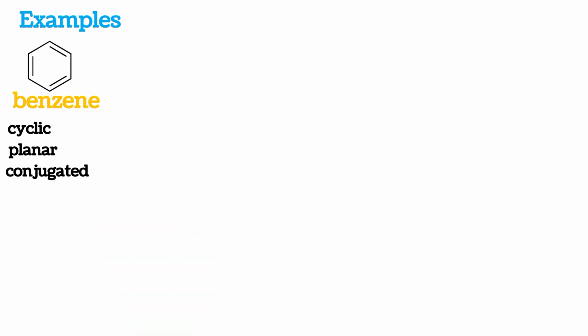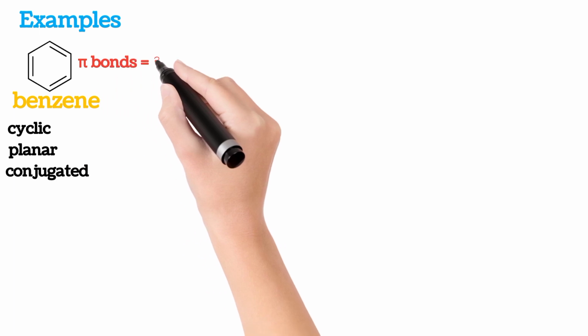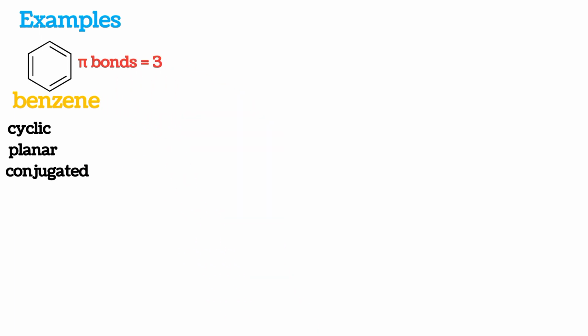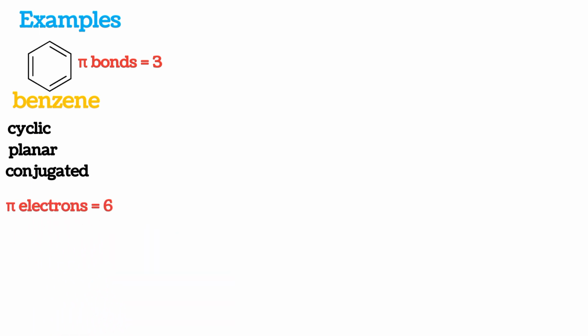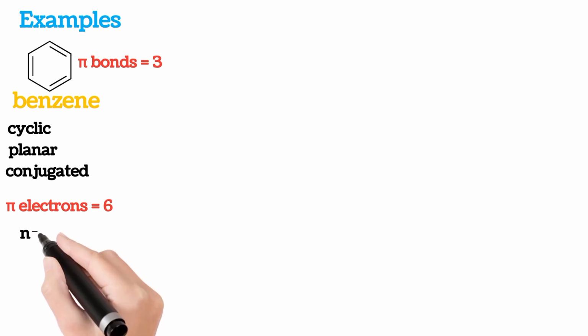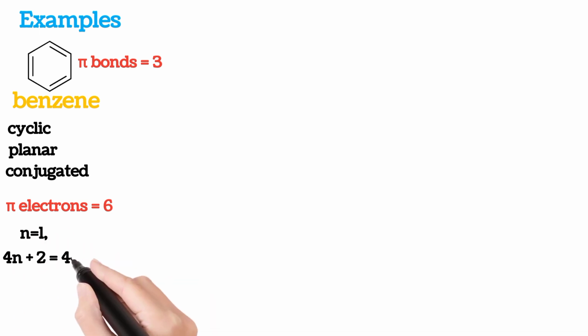The bonds are conjugated. We have a double bond followed by a single bond and a double bond, and we have 3 pi bonds. Remember, a pi bond is equal to 2 electrons, so 3 pi bonds will be equal to 6 pi electrons. So we have 6 pi electrons.